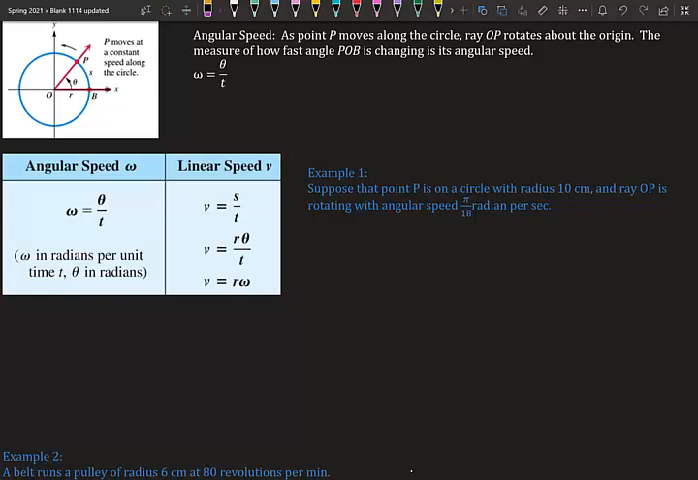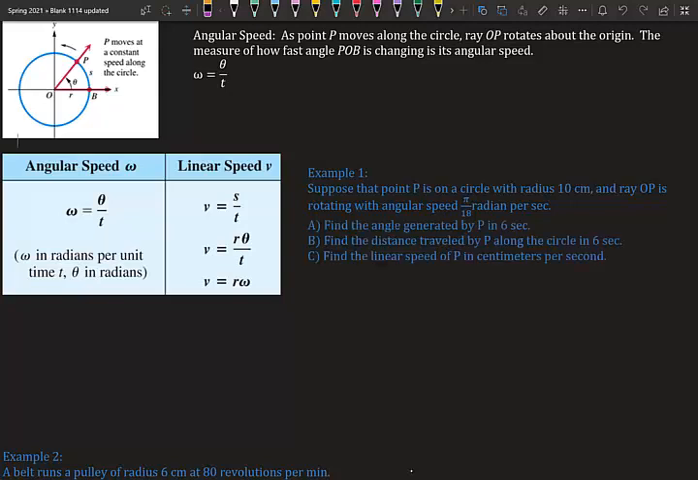So suppose the point P is on a circle with radius 10 centimeters and ray OP is rotating with angular speed pi over 18 radians per second. A. Find the angle generated by P in 6 seconds. B. Find the distance traveled by P along the circle in 6 seconds. And C. Find the linear speed of P in centimeters per second. We're going to be using stuff in 3.4 again and again throughout this semester because we need to know how to switch between units of measurement, like centimeters per second, miles per hour, stuff like that.